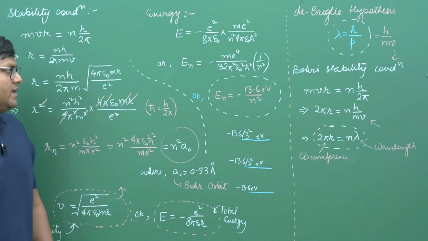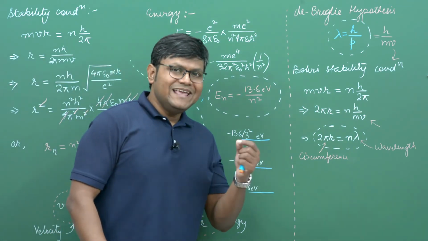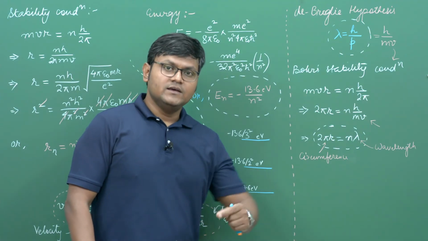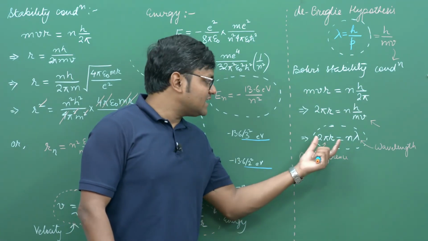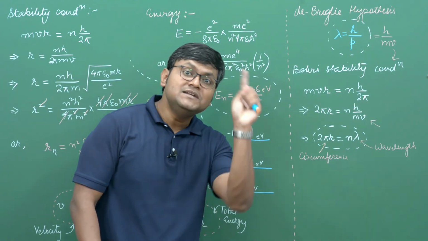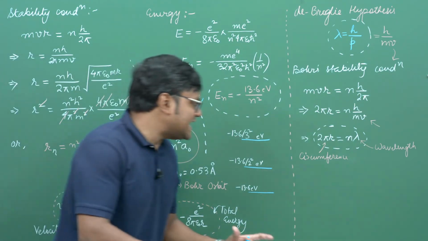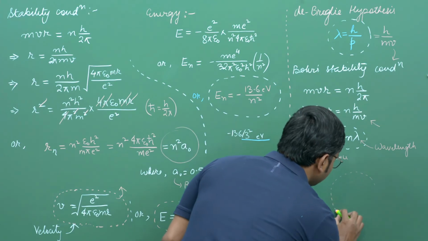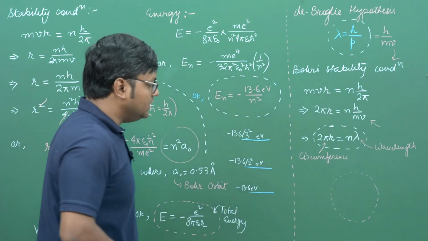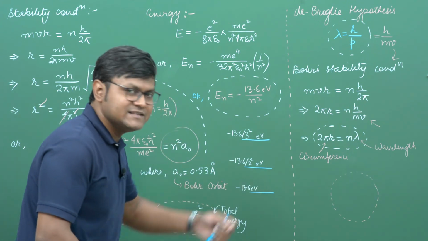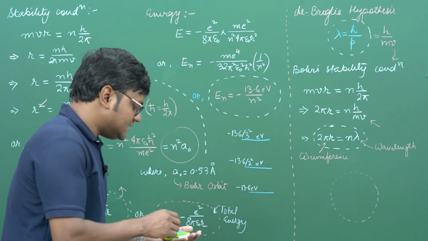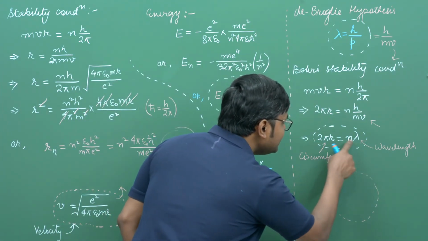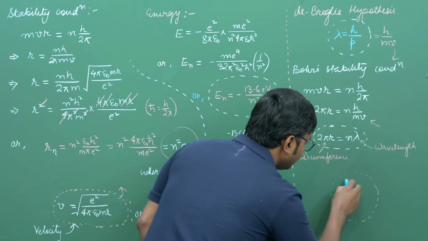What does this mean? It means that when the electron is in a stationary orbit, it has a certain momentum because of which it has a wavelength. That wavelength satisfies the condition where the circumference is an integral multiple of the wavelength. So if I have an orbit like this, let's suppose this is an orbit around the nucleus, and the electron has a wavelength associated with it, then the circumference of the orbit is an integral multiple of the wavelength. Let me draw a wavelength here.